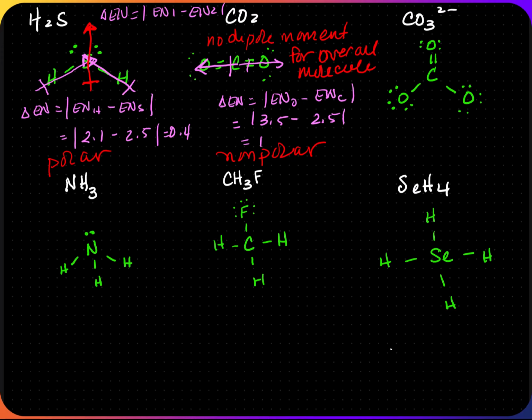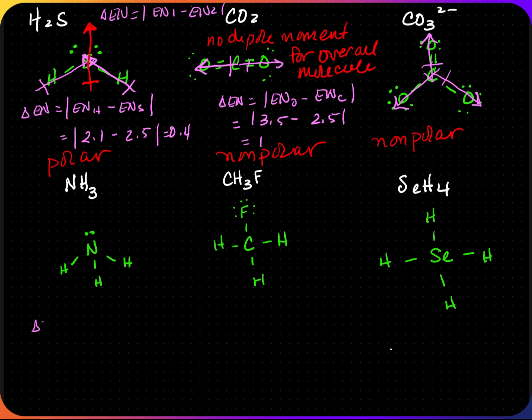If I look at CO3 2 minus, if I do the electronegativity, it's going to be the same thing as CO2. We know that the dipole for each of the bonds are going to go towards the oxygen. This is trigonal planar. It is going to be nonpolar for the overall molecule, because in 3D space, the oxygens are pulling equally, and so their polarity cancels out.